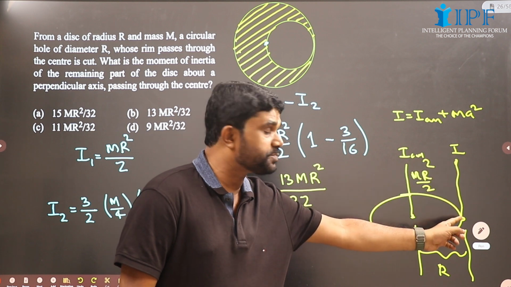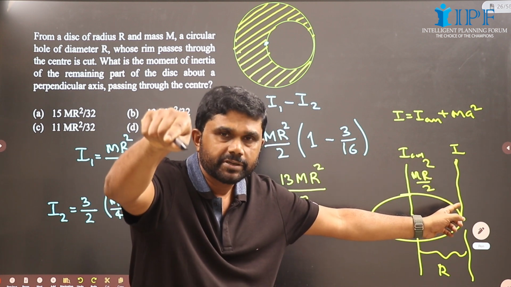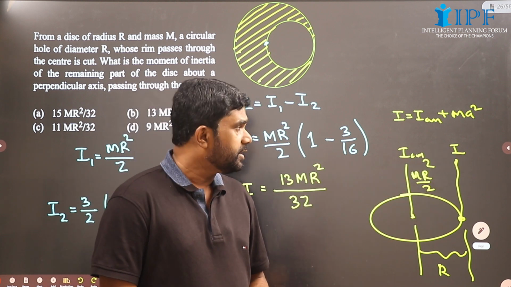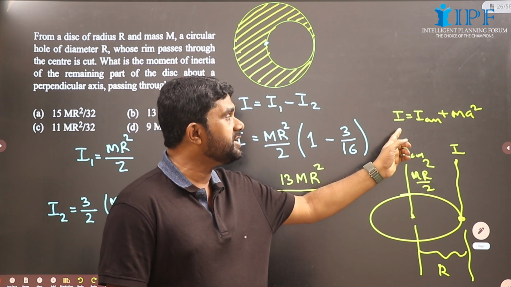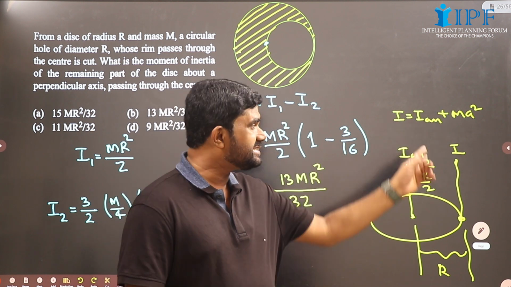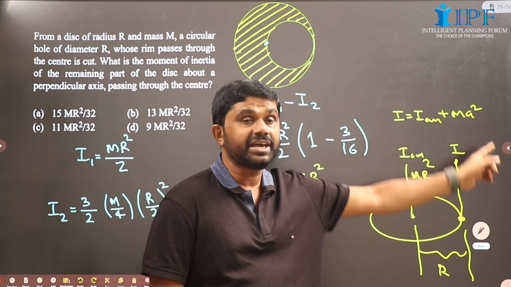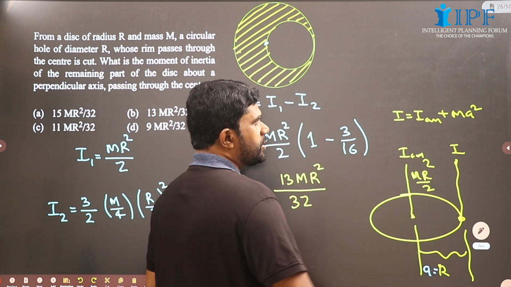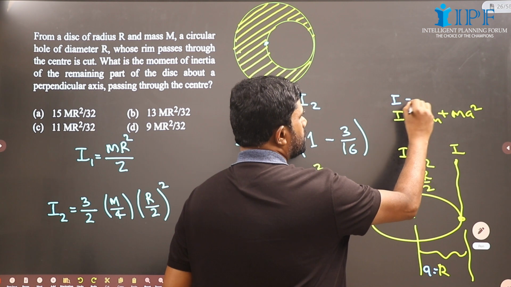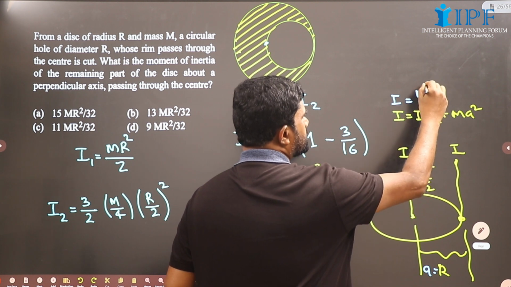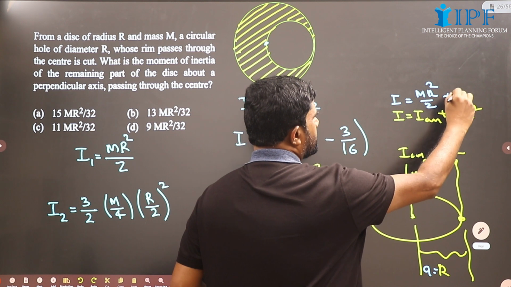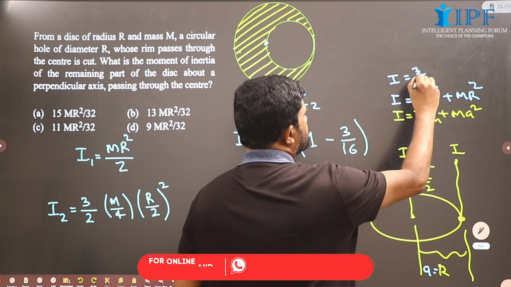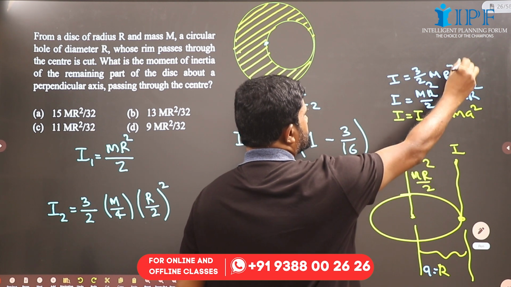And here the axis passes through the rim and is normal to its plane. Let it be capital I. By the parallel axis theorem, I equals I_CM plus MA². I_CM is MR² by 2 and A is R. So I equals MR² divided by 2 plus MR². The moment of inertia about this axis will be 3 by 2 MR².